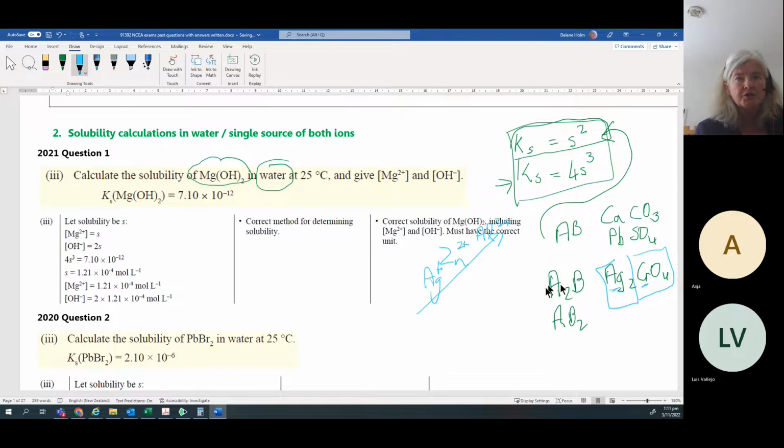Right, so if you've got those types of salts, you just simply put that formula in. So this is equal to, of course, Ks. So there's your Ks is equal to 4S cubed. You're told the value is that much, and now you simply solve for S.